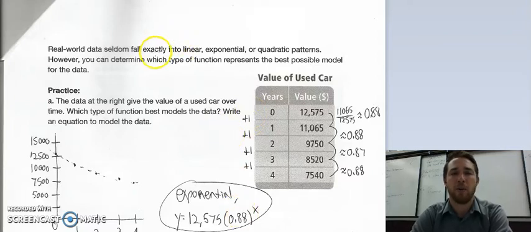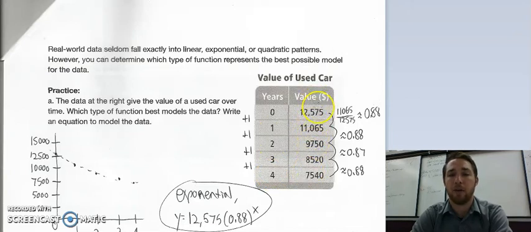And that's just kind of pointing out that if you have measurements in real life, they're not really going to follow an exact pattern. The best thing we can do is model those, not really come up with an exact solution. But say, for example, you have a used car. You buy it for $12,575. Again, that's if you start with year 0. You just bought the car. Over a certain amount of years, we can see the value of that car is going down.